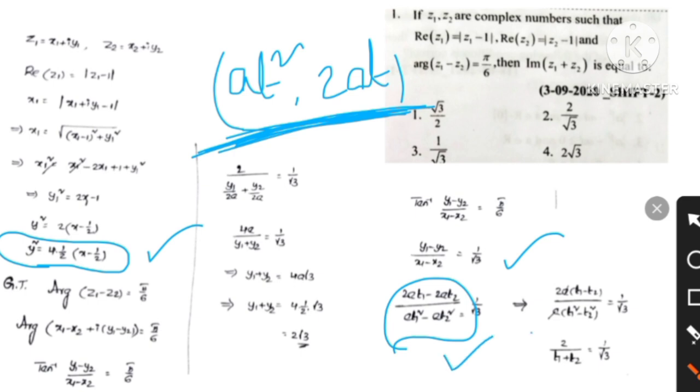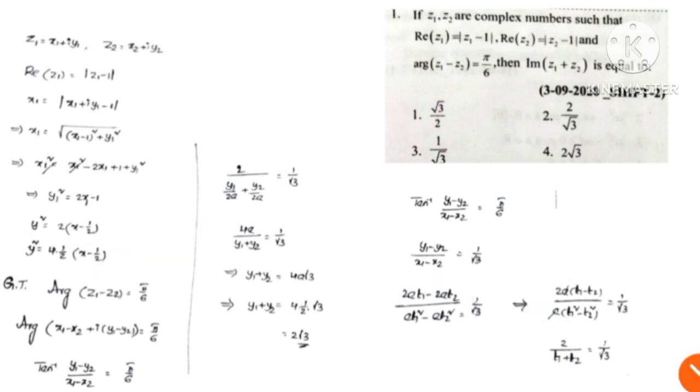Now take to the simplification. Take 2a common here and a common, cancel the value, and this t1 squared minus t2 squared is equal to (t1 plus t2) into (t1 minus t2).